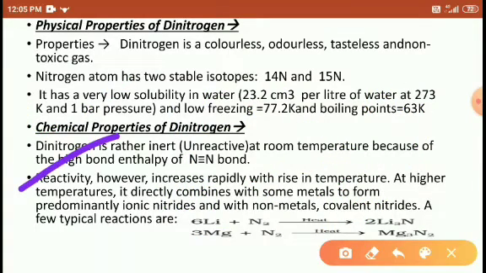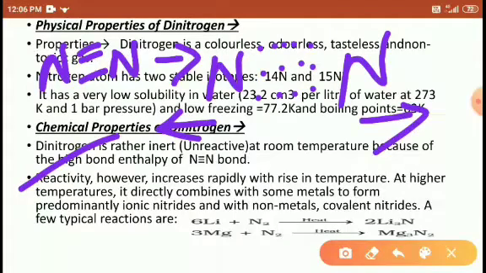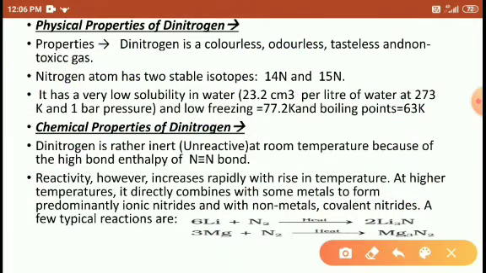The reactivity, however, increases rapidly with rise in temperature. When the temperature increases, what happens, students? If the temperature increases, then the bonds between the nitrogens become weak, because heat increases. Due to the temperature, the bond becomes weak. The nitrogens move away from each other. Then at a certain point the nitrogens are separated here. Right, students?